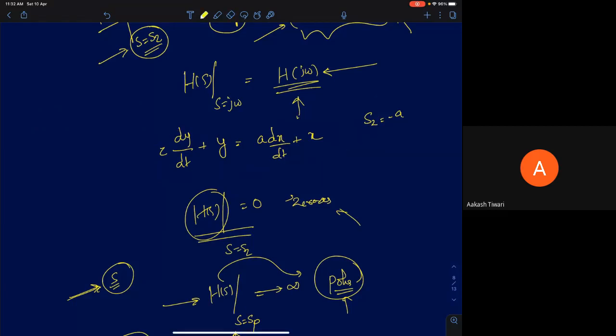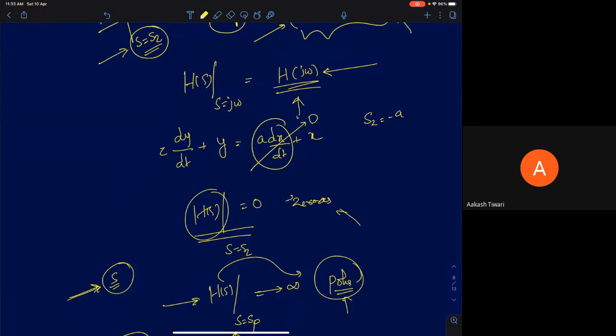But now look at this. The zero is coming in the system because the output depends on derivatives of the input. Only when your output depends on derivatives of the input will you end up getting zeros in the system. The output should depend on some kind of derivative of the input. In the steady state, if your input is nearly constant, if your input is not changing, then this term will go to 0.